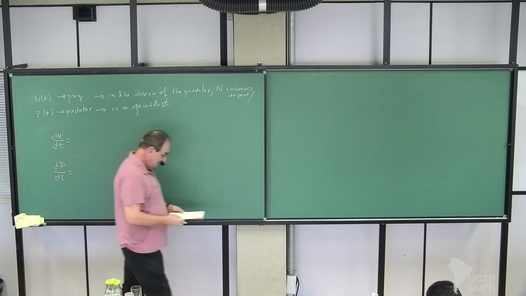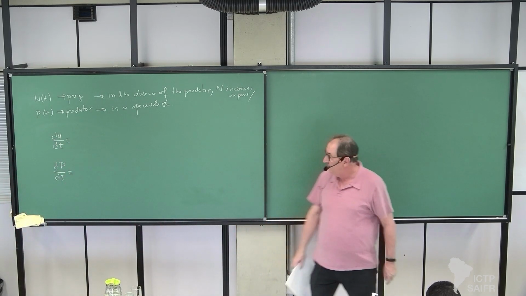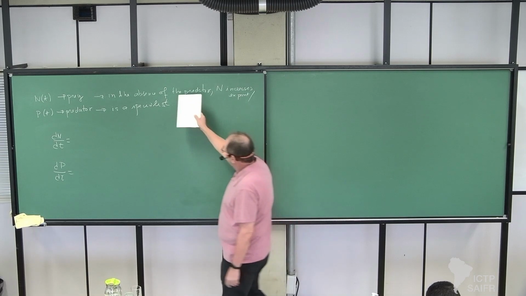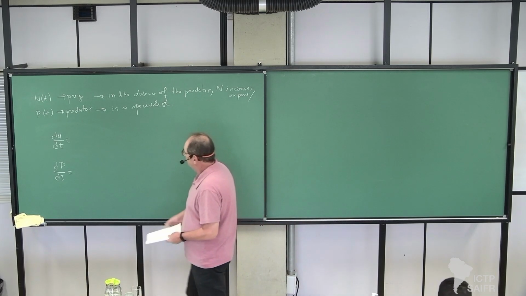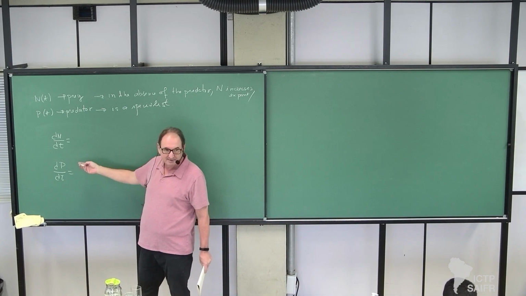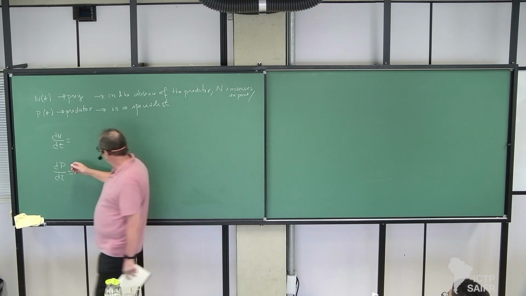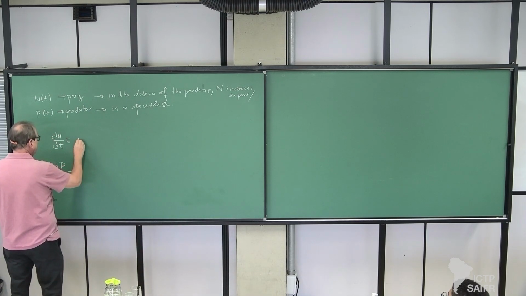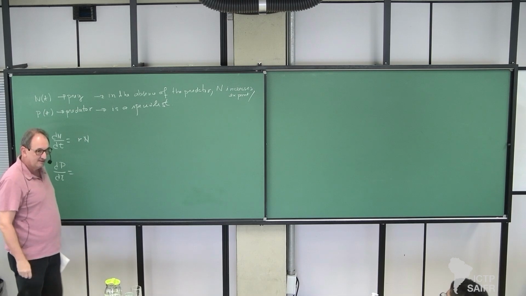And I want to take this hypothesis into the equation, so the prey should grow exponentially in the absence of the predator. Therefore, there should be something like that. Okay? Malthus.